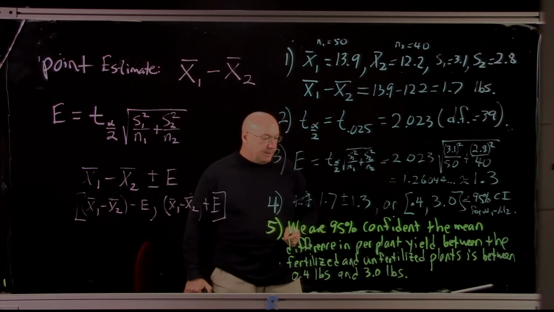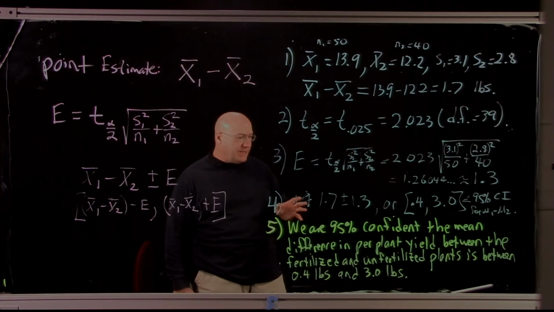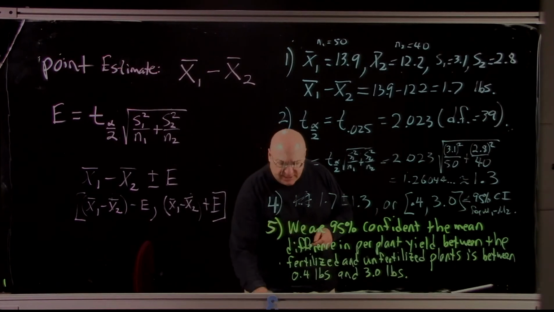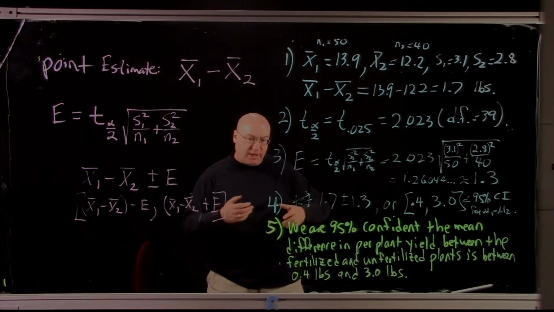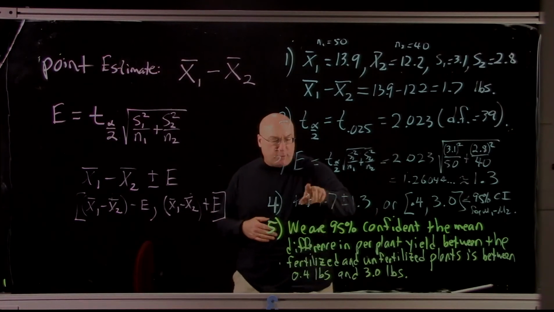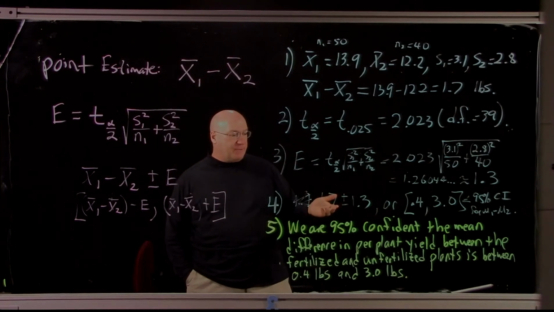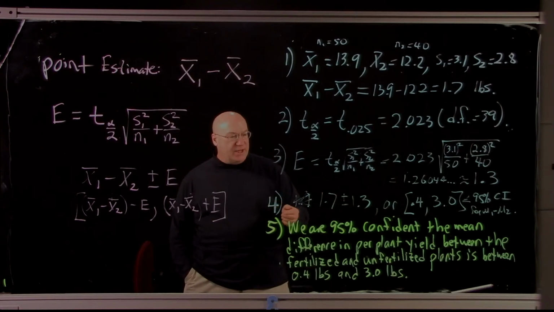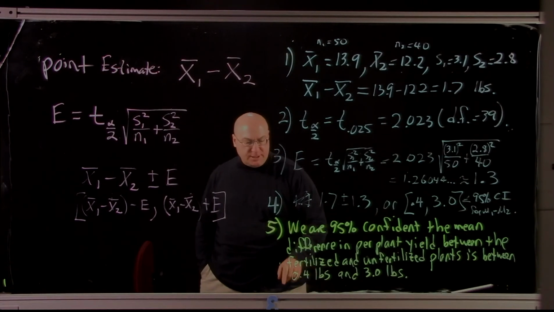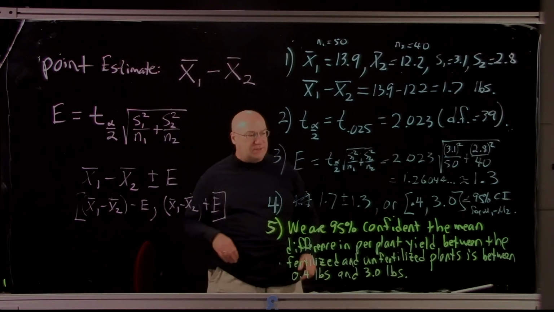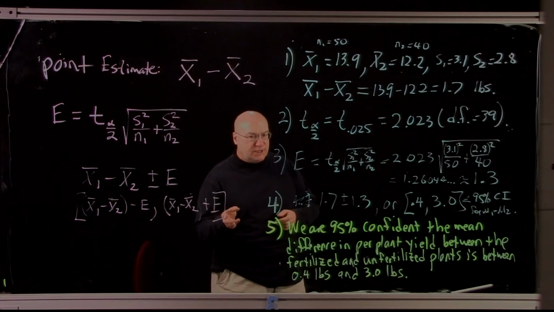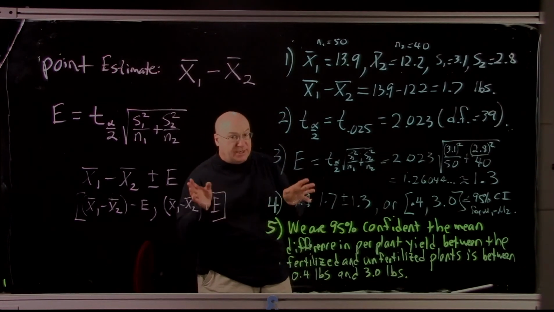What's kind of nice about this, and I'll probably talk about this at a later lecture, is that I have an estimate. My best estimate of how much better the yield is if I fertilize the plants is 1.7 pounds. My 95% confidence interval is between 0.4 pounds and 3.0 pounds. You notice that the lowest I go with 95% confidence is still a positive number, right? It's 0.4 pounds, which maybe isn't a lot, but it is something.